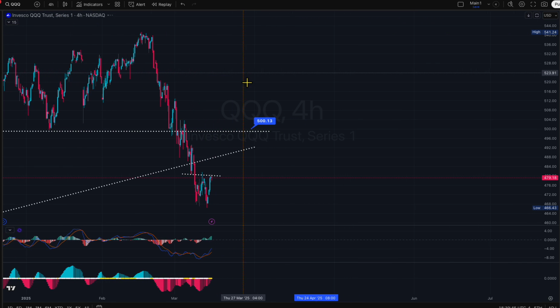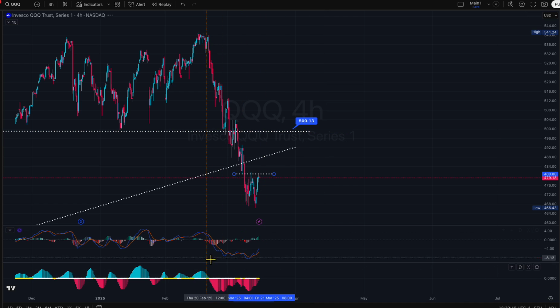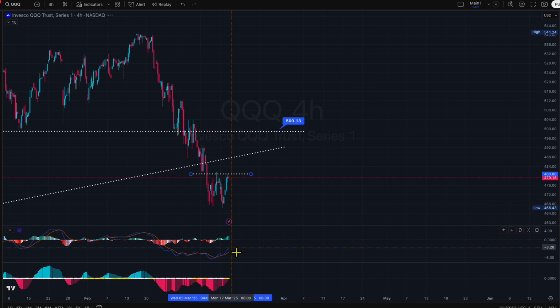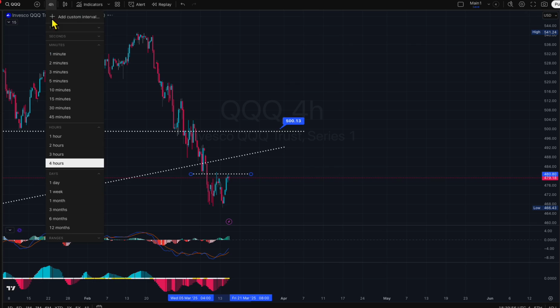This is 4-hour chart. Okay, look at the curling up. QQQ has bullish divergence building. Look at that volume coming in, want to go higher.